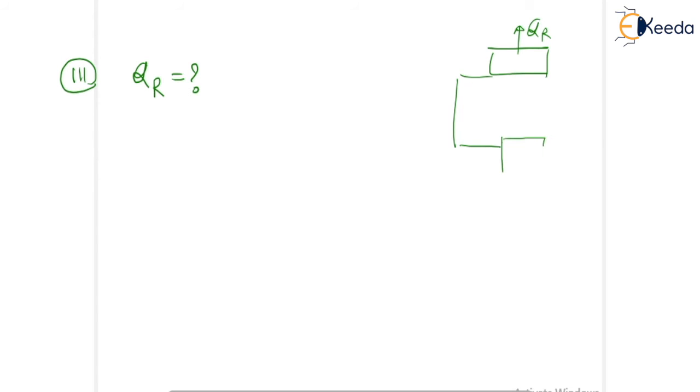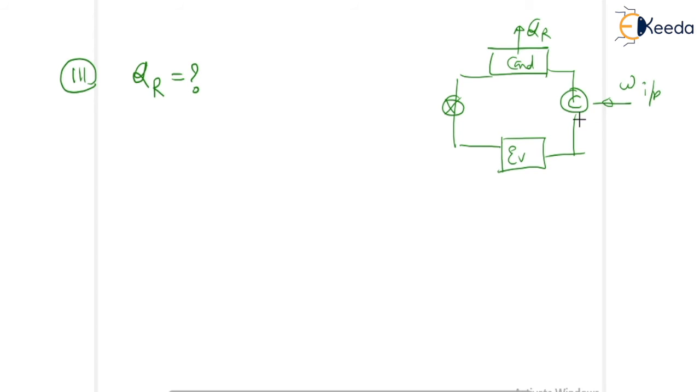So for the third, we have to calculate the rate of heat transfer for a condenser. So here we have to calculate QR. Is it right? Now we have to calculate QR because from the condenser, QR is always rejected. And this is your evaporator, this is your condenser, this is your compressor, and this is your throttle valve.